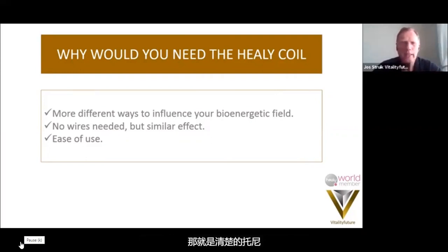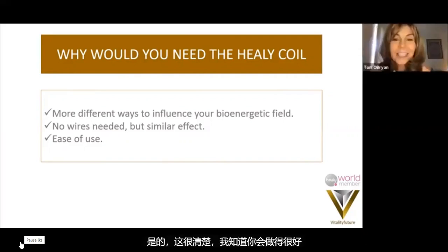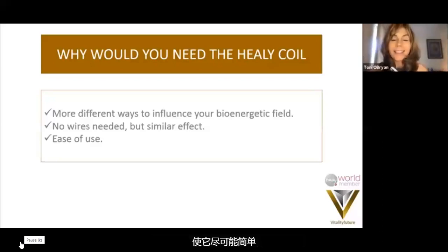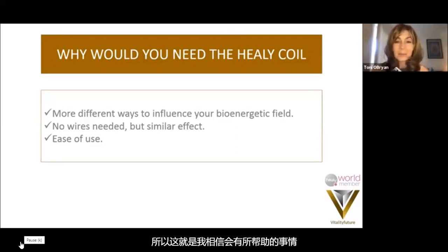Is that clear, Toni? Yes, that is very clear, and I knew you would do a great job in making it as simple as it could possibly be. So that's exactly the thing I believe will help people to have the full picture in their mind and to see where the coil fits into it. Yeah. How it fits in and doesn't replace, but it adds on to what we already have available.